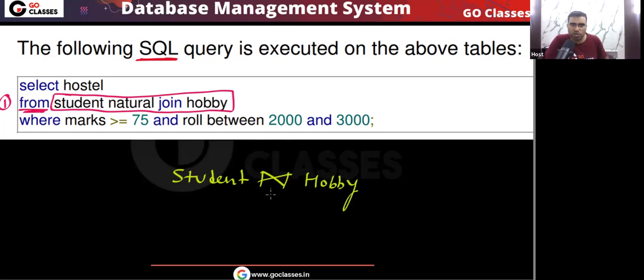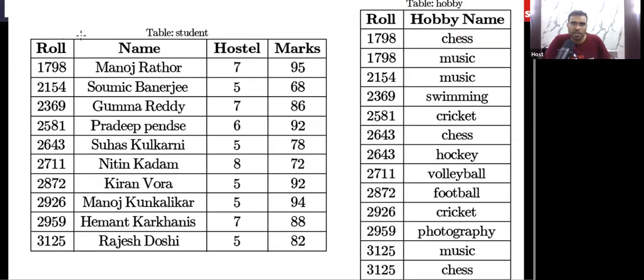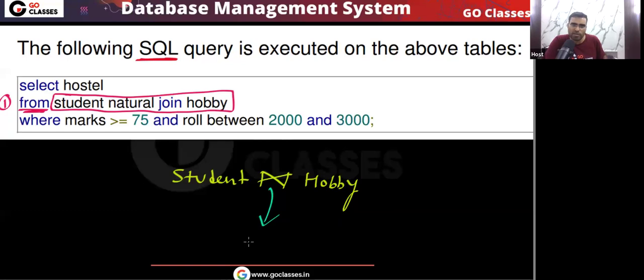So in the natural join, tell me implicitly which equality you will check. Natural join automatically means what? Equality of attributes with the same name, yes or no? You can see roll number here. So basically you will check the equality of roll number. Student dot roll number should be same as hobby dot roll number. Yes or no? Is this clear? So this is what you will check in the natural join.